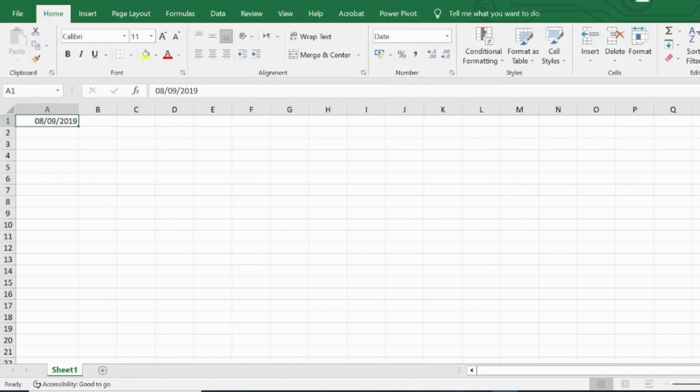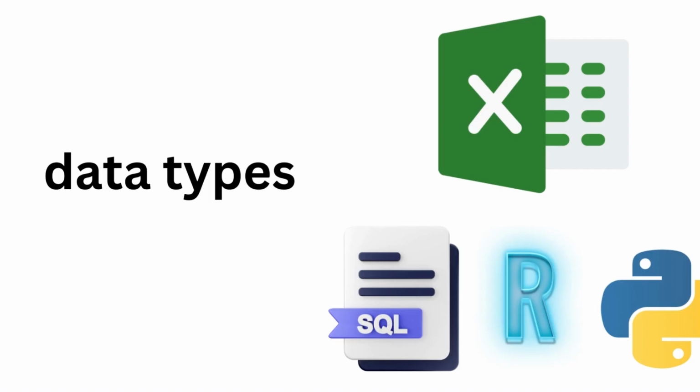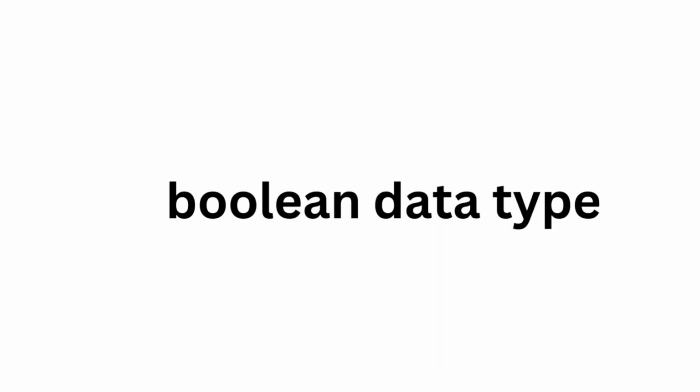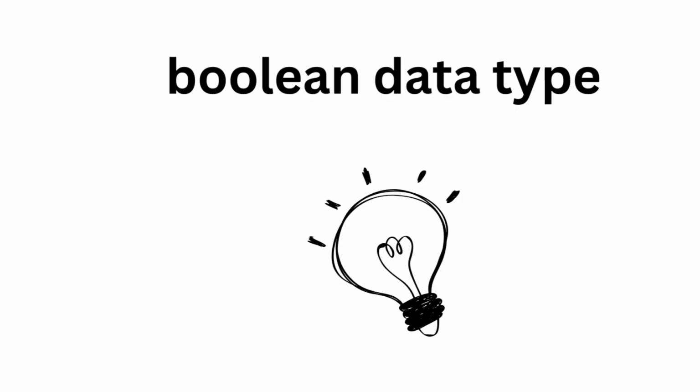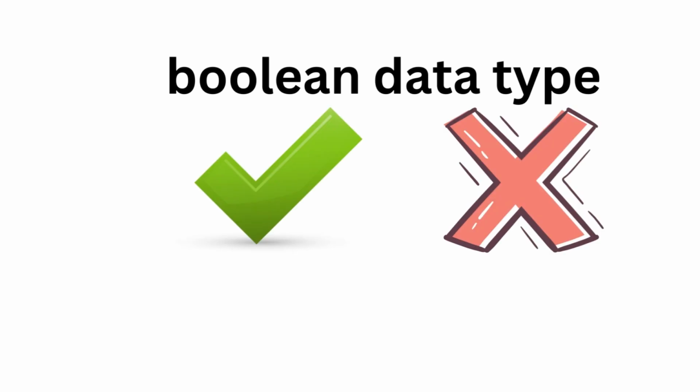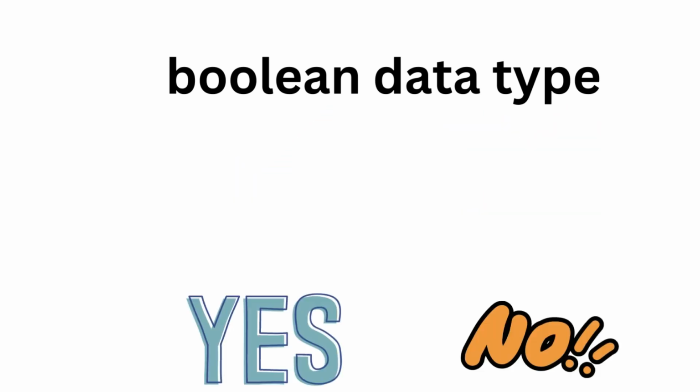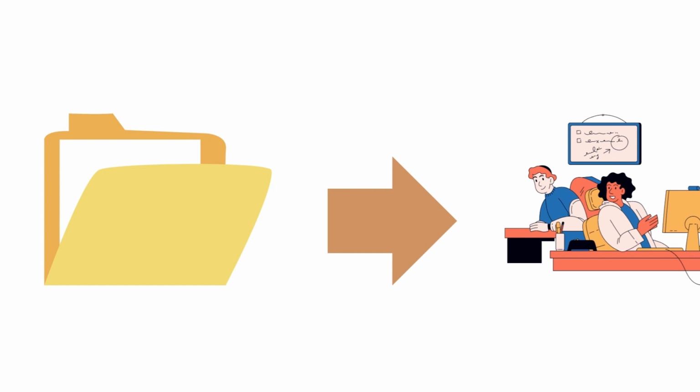Now let's talk about other data types, not used in Excel only. Let's talk about Boolean data type. Boolean data type is a logical data type that could be true or false, or yes or no. For example, if you have data about employees' attendance, there is a column about employees' attendance. It has values of true if the employee was present on this day, and false if not.